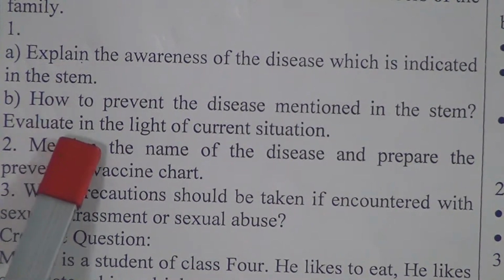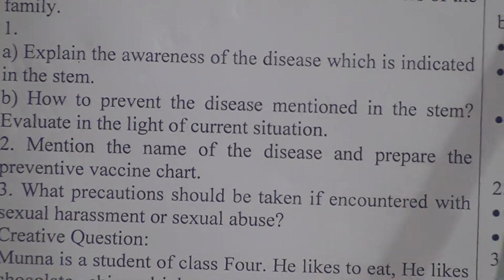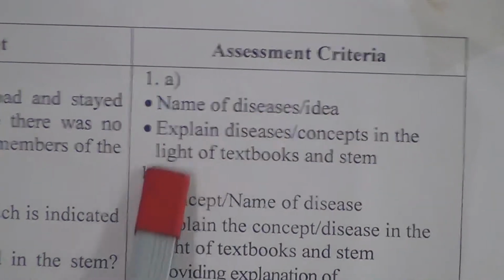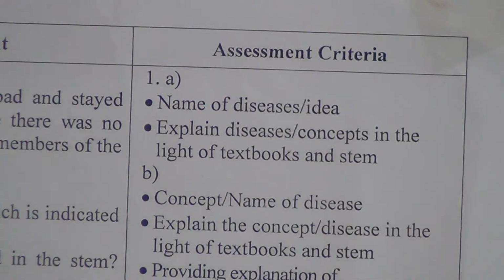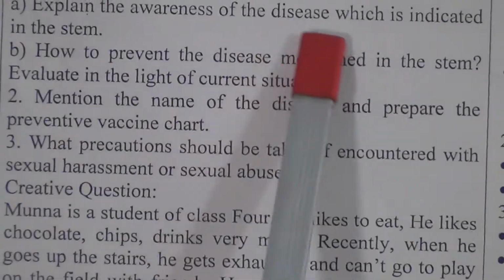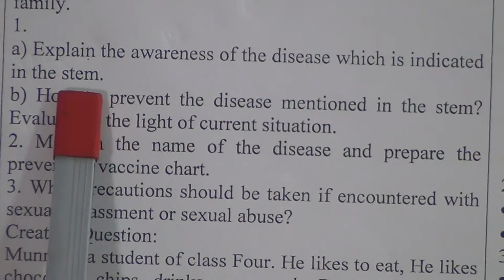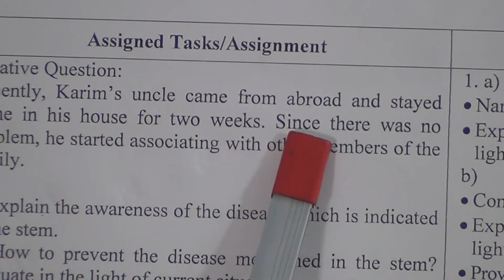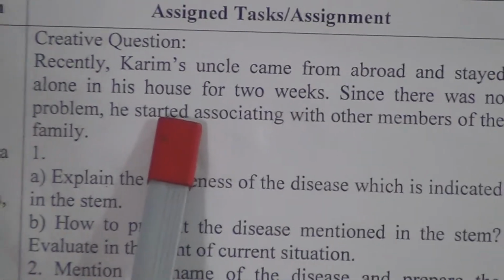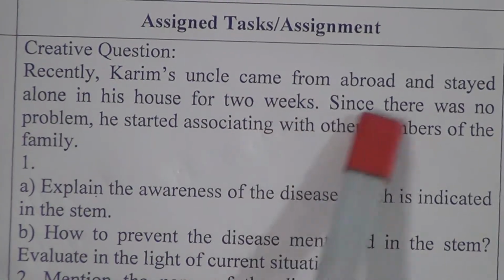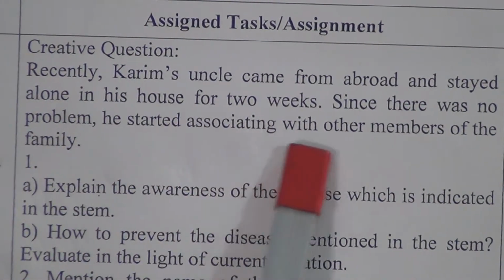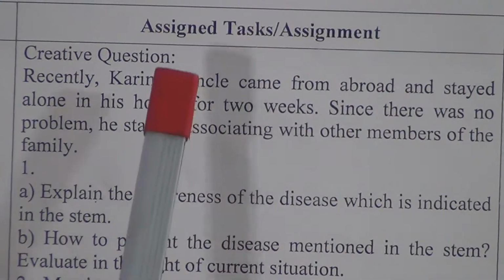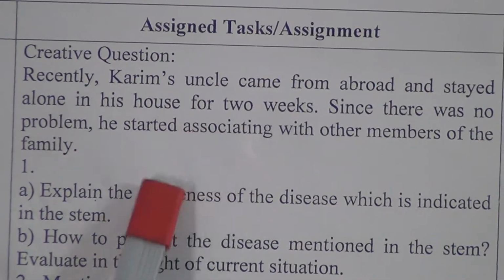So for this question, the assignment criteria is name of disease or idea, explain disease or concepts in the light of textbooks and stem. Our question is to explain the awareness of the disease which is indicated in the stem. From the stem we come to know that Karim came from abroad and stayed alone in his house for 2 weeks. Since there was no problem, he started associating with other members of the family. You have to mention which disease is indicated in the stem.